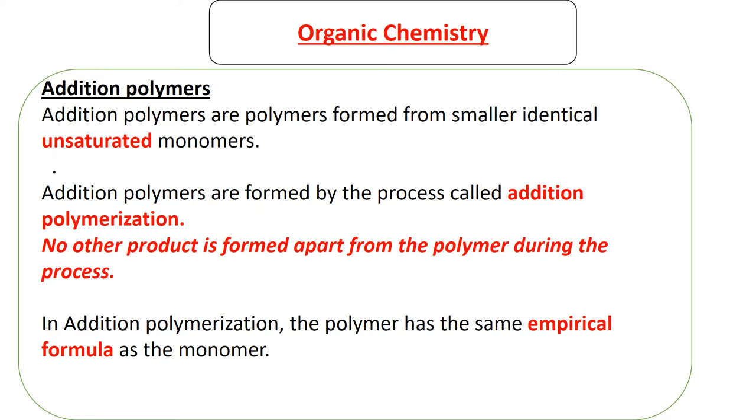So another point to note is in addition polymerization, the polymer has the same empirical formula as the monomer. What is the empirical formula? Empirical formula is the formula that shows the number of each type of atom in a compound in its simplest form.